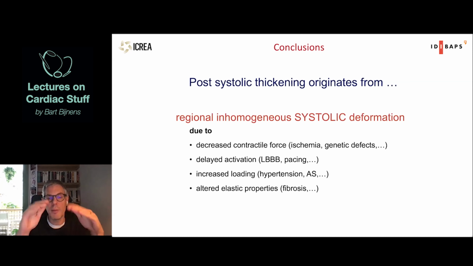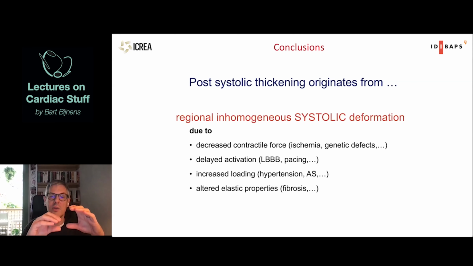That means that if the pressure, or at least the stress induced on the myocytes because of the pressure, locally will become inhomogeneous, so that the myocyte stress will be higher in some regions, again you will have this imbalance between the pressure and the contractile force development. We will see later on that, for example, in hypertension or aortic stenosis, you will also get post-systolic thickening.